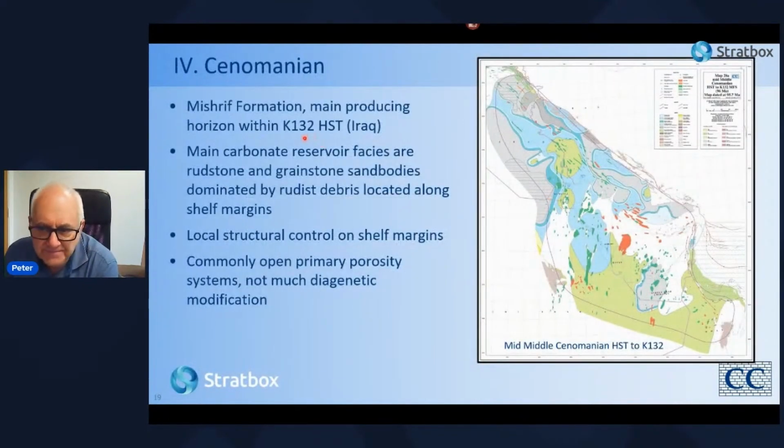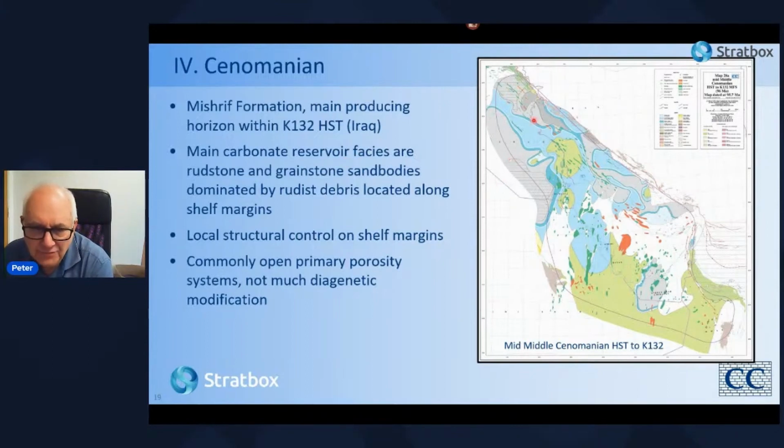So the Mishrif Formation is the main producing horizon associated with the K132 high stand in Iraq. And this is the palaeogeographic map of the K132 high stand. The main reservoir quality is found in rudstone and grainstone sand bodies dominated by rudist debris along the shelf margin. So again, it's these zones here, the shelf margins surrounding the shallow water carbonate platform and the intrashelf basins through here.